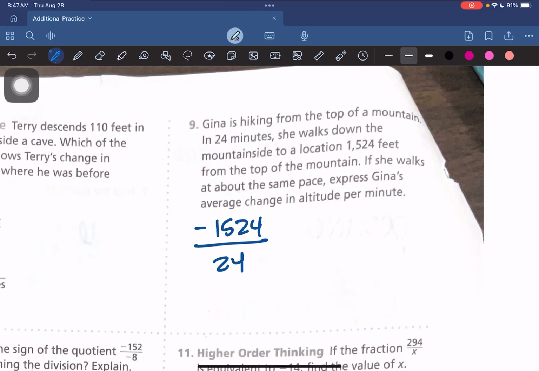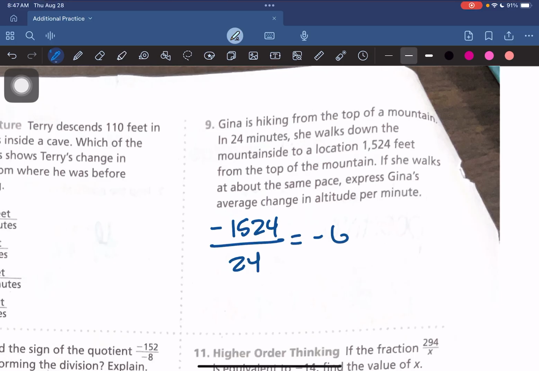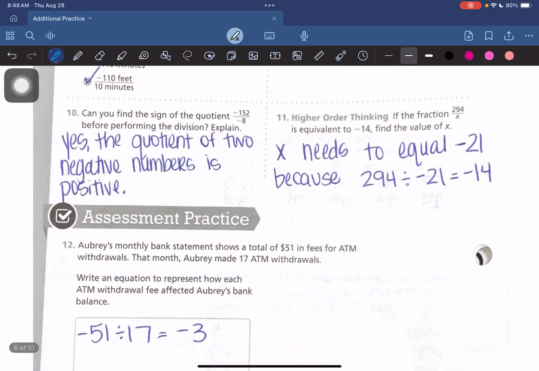And we're going to divide that number by 24, giving us negative 63.5 feet per minute. So per minute, that is how many feet she is covering. Number 10, can you find the quotient of negative 152 divided by negative 8 before performing the division? Explain. We know that that is going to be a positive because we are dividing 2 negative numbers.